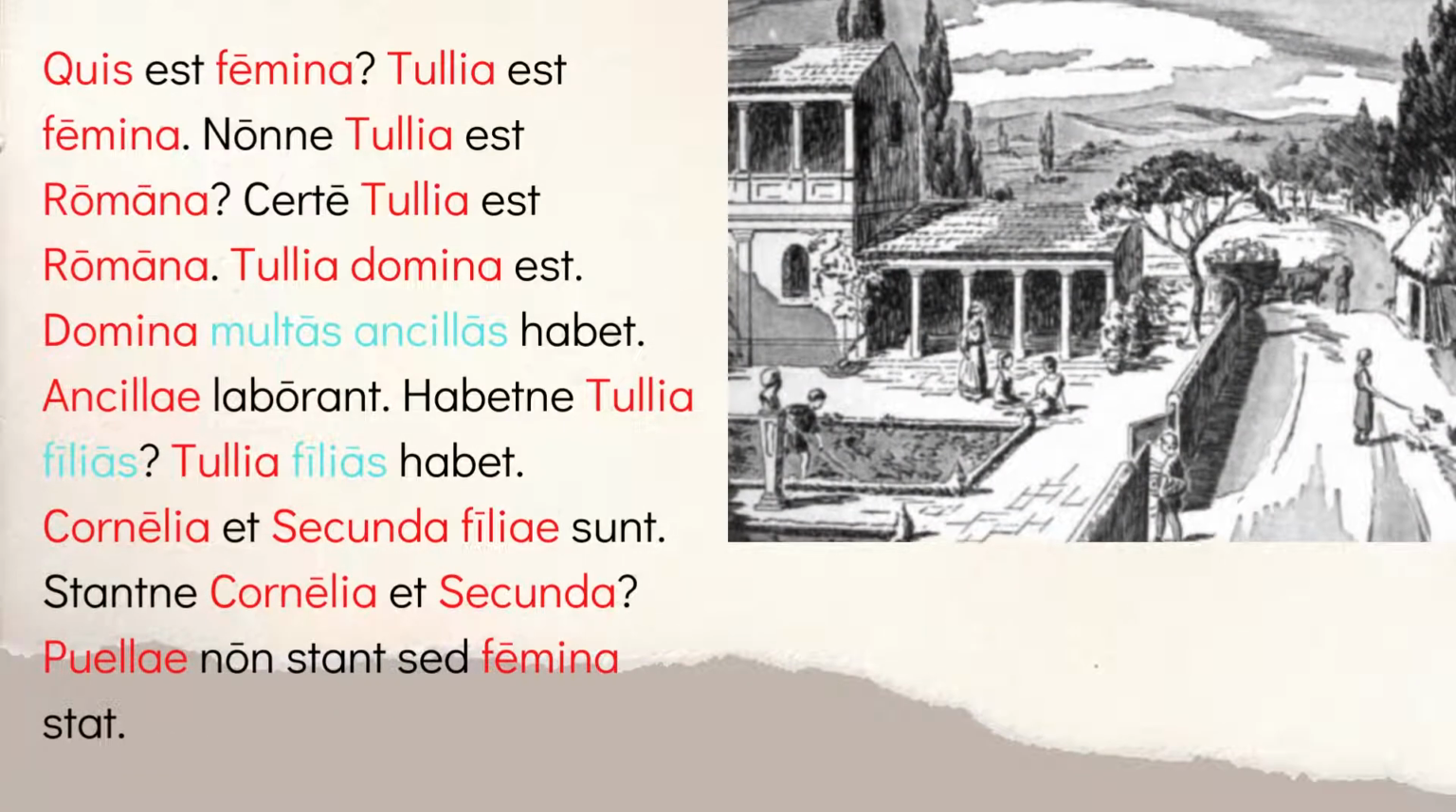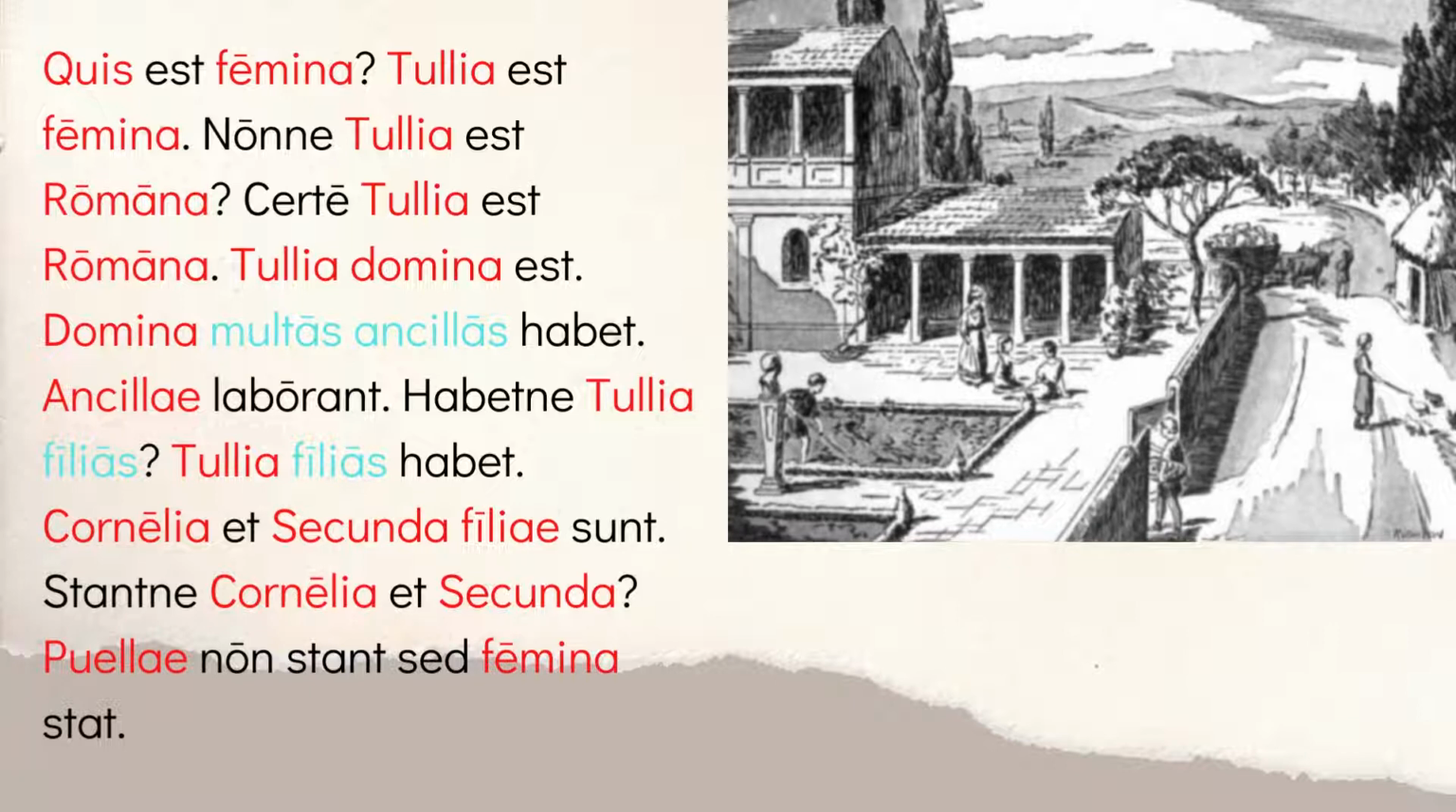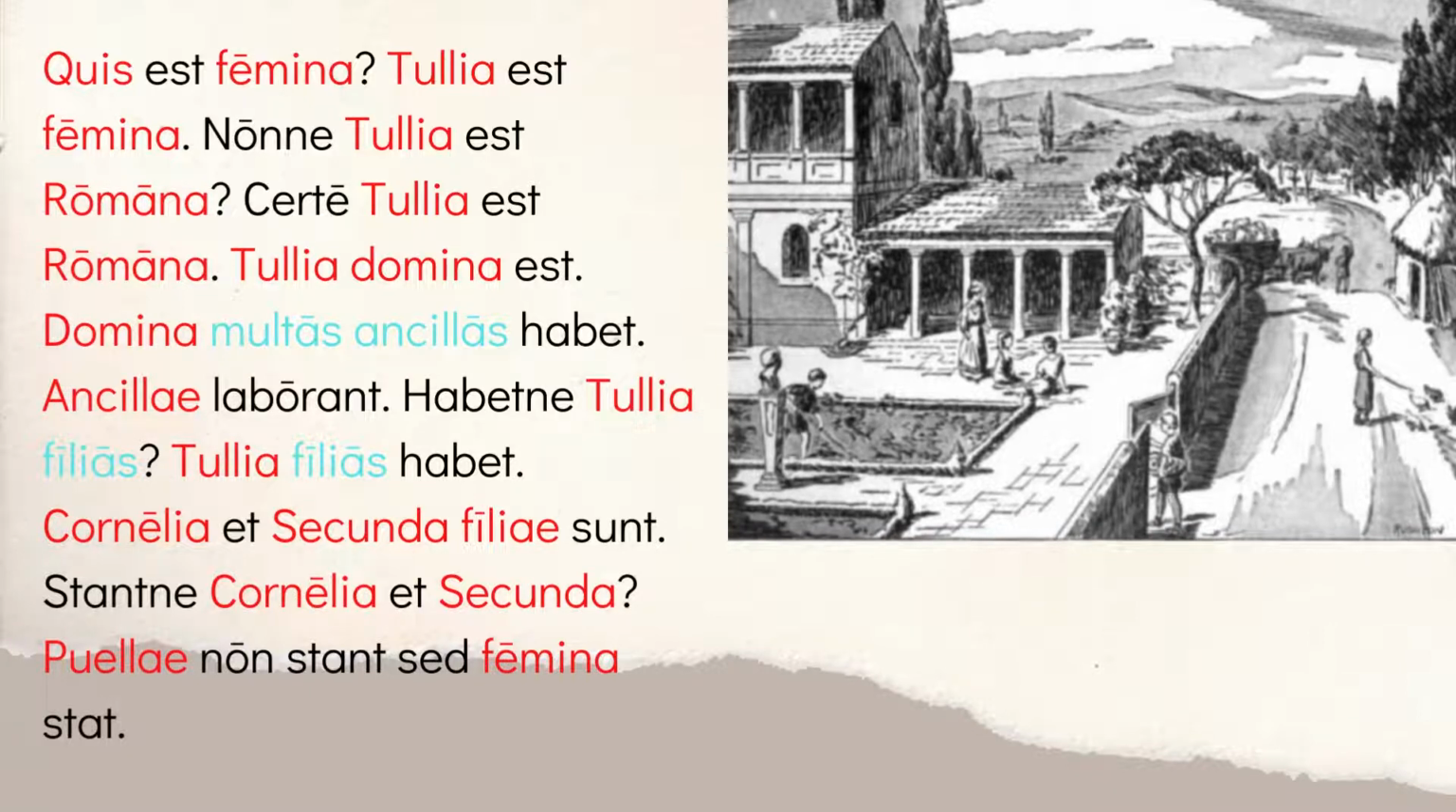You have quis est femina? Now, quis is another question word that I think we've seen before, but it means who. I've highlighted it red because it is a nominative case. It's called an interrogative pronoun. But for now, just think of it as being the word who, and it's the subject. So you're saying, who is the femina? Who is the woman? Who and the woman are both nominative here. So the question is just very simple. Who's the woman? Tullia est femina.